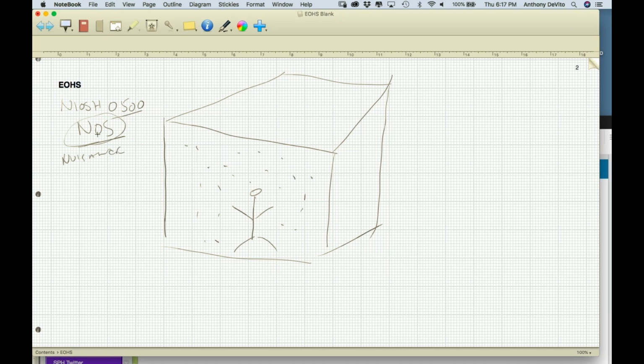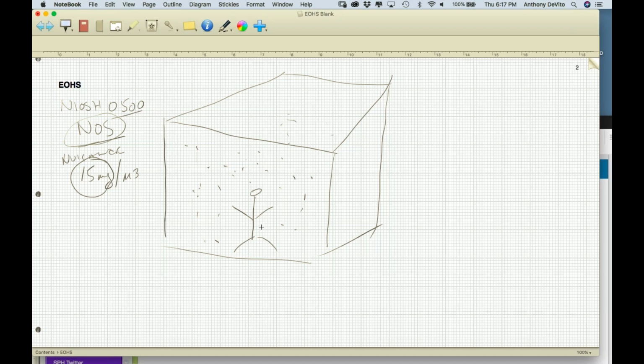So, and we know that from the OSHA 500 that the PEL is 15 milligrams per meter cubed. Notice, unlike the asbestos, we're not counting particles, we're counting the weight of particles, right? It's a gravimetric analysis, right? So we want to know what's the concentration of these particles in the space where he's working.